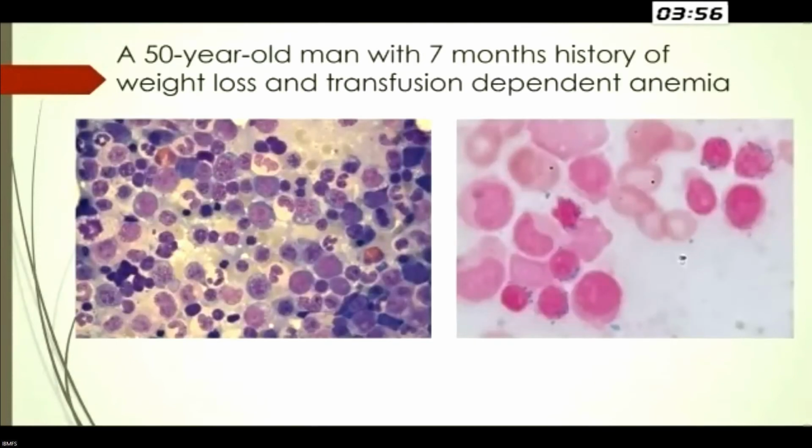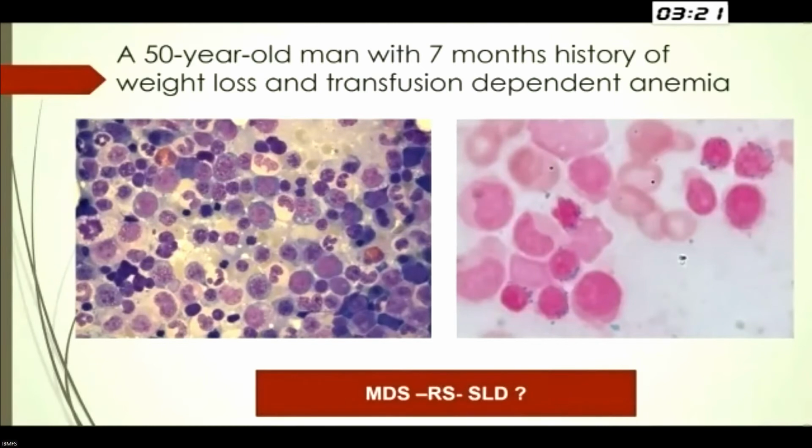Looking at another case, this is a 50-year-old man who presented with 7 months history of weight loss and transfusion-dependent anemia. The bone marrow examination again showed significant dyserythropoiesis with megaloblastoid maturation. There were multinucleated erythroids, nuclear lobulations, and pycnosis. And the iron stain showed presence of more than 15% ring sideroblasts. So there is transfusion-dependent anemia since a long time, and there is dyserythropoiesis with ring sideroblasts, possibly a diagnosis of MDS with ring sideroblasts and single lineage dysplasia.